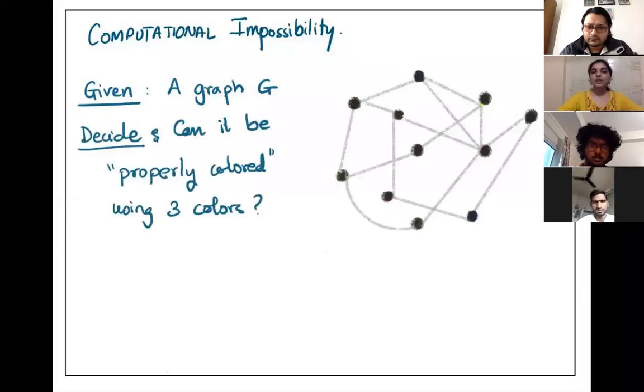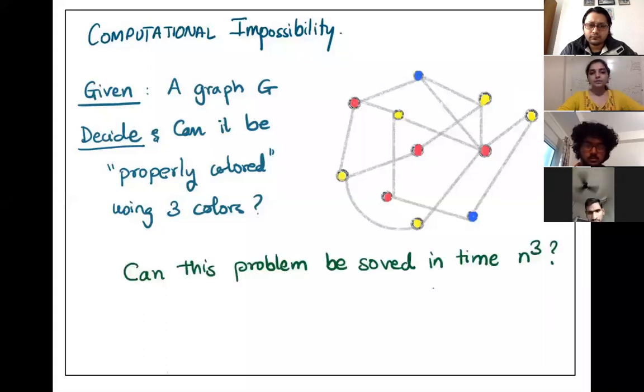And now I ask you, can it be properly colored using 3 colors? So by proper coloring, what I mean is, if two vertices are connected to each other, then they must get different colors. Okay. So look at this coloring of this graph. If you pick any edge in this graph, you will see that the two endpoints have different colors. Okay, and I have used overall only 3 colors in this. So this in fact shows that this specific graph can be properly colored using 3 colors.